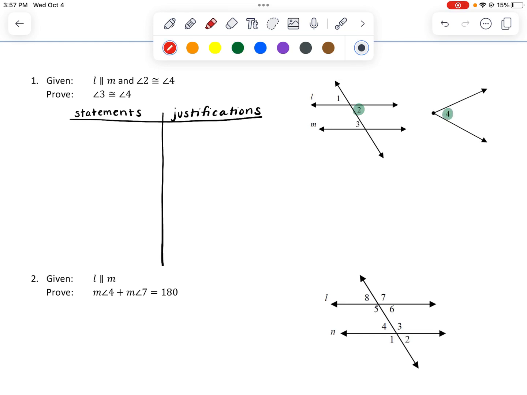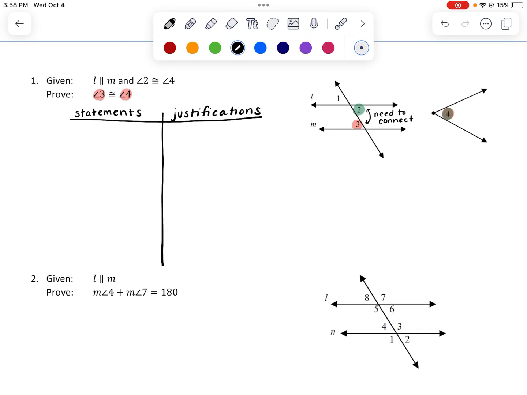And I want to prove 3 and 4. So in just looking at this, I know that I need to connect these, in order to connect 3 to 4. So if I can connect 2 to 3 and 4 to 3, right, then we should be able to go from there. Okay, so let's just jump in.